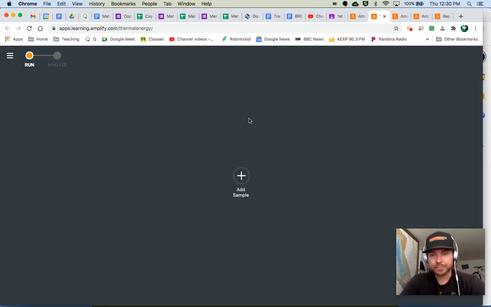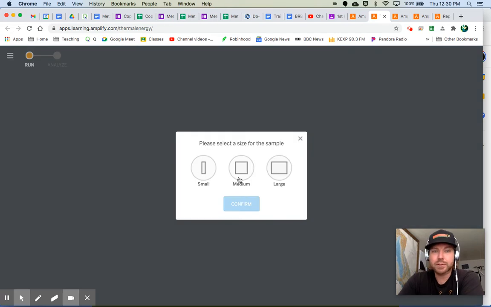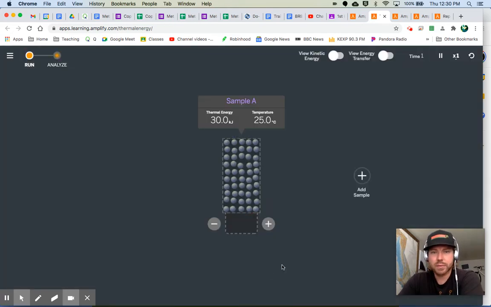I have it open right here. This is what it looks like when you open it up. One of the first things you really need to do is click Add Sample, or else nothing is going to happen. So you can click, as you can see, small, medium, or large. I'm going to go ahead and just start off with a small sample. Confirm. Look at all this. Now there's all sorts of things going on.